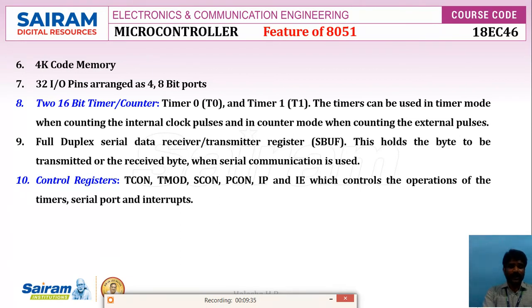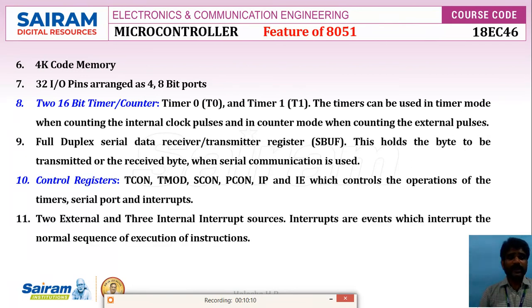And the next feature is that it has control registers. They are TCON, the timer control register, and TMOD register for timer, to configure the timer/counter as a timer or counter, and there are different modes to set. SCON is the serial communication register, PCON is the power control register, then IP and IE. IP means interrupt priority register, and IE means interrupt enable register. These two are used in interrupts, which control the operation of timer, serial port and interrupts.